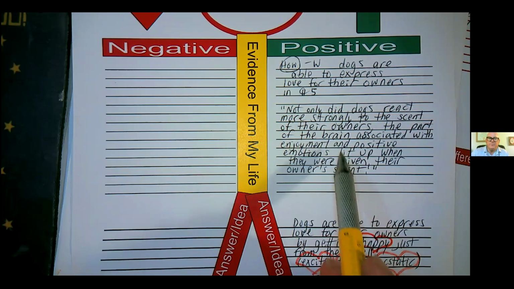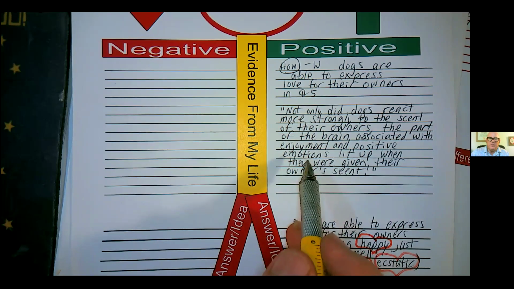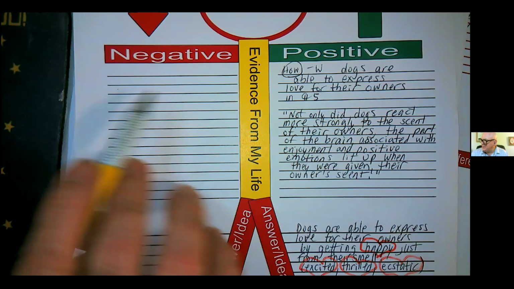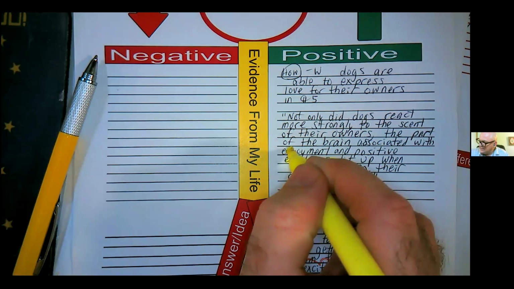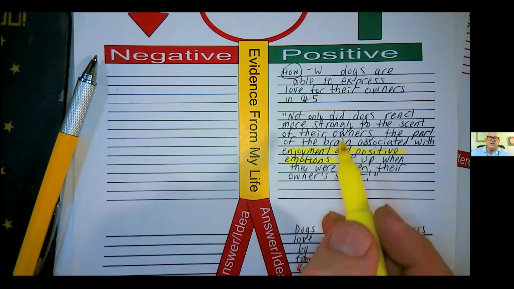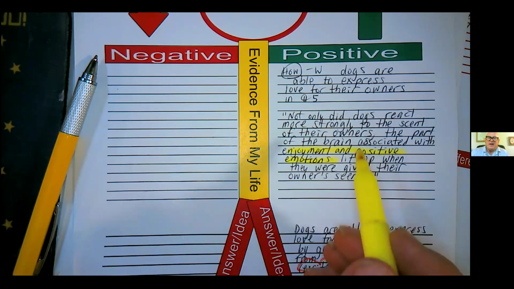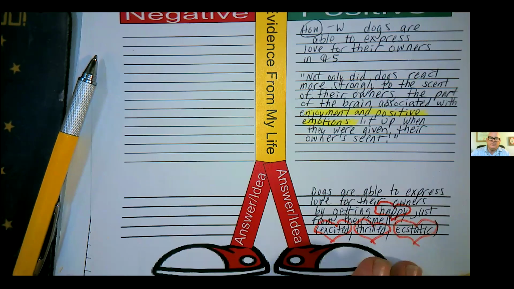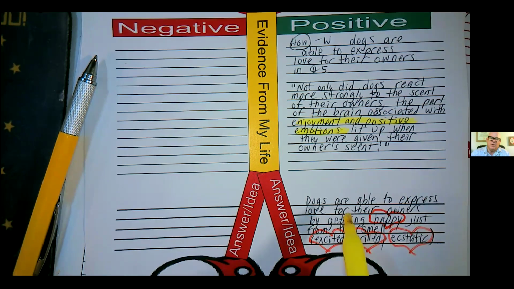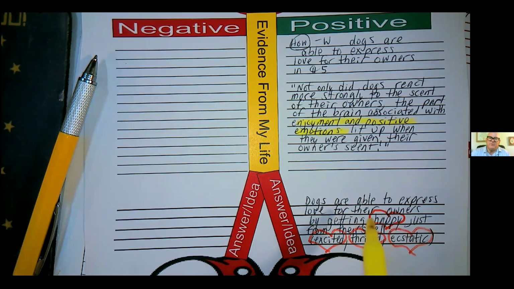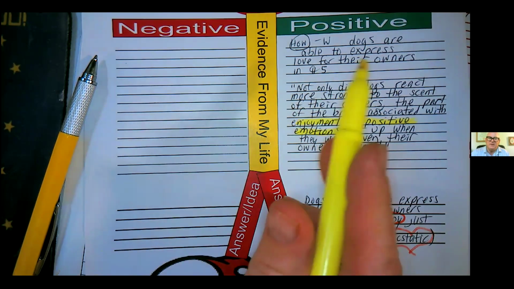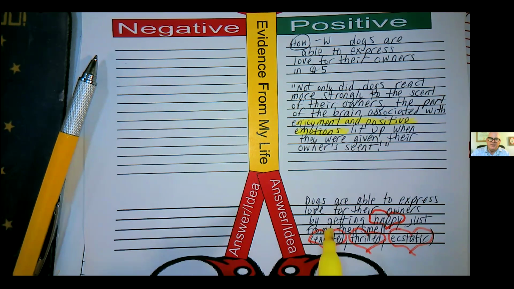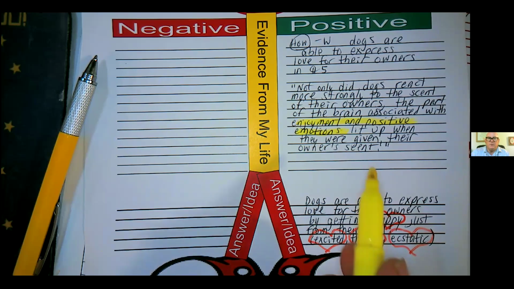Okay. So I saw that positive emotions, that's a very important key, and enjoyment. So what does that mean when you express enjoyment and positive emotions? Well, how do I say that in my own words? This is what I wrote. Dogs are able to express love for their owners. That's called restating. You need to, by getting happy just from their smell. Okay. Happy, enjoyment.